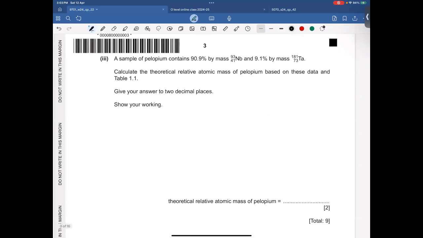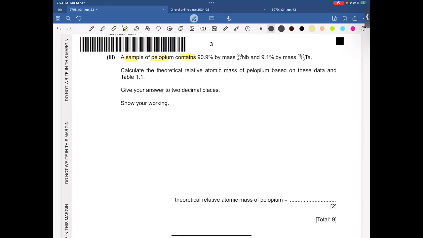Now the next part of the question is a sample of pelopium contains 90.9% by mass of niobium and 9.1% by mass of tantalum. Calculate the theoretical relative atomic mass of pelopium based on these data and table 1.1. So I am looking for the relative atomic mass of pelopium, and for that I'm going to use table 1.1. That means for pelopium I will not use these values, okay? I'm not going to use such data. Also give your answer to 2 decimal places, so the examiner is looking for an answer in 2 dp. All right, and the examiner wants the working also.